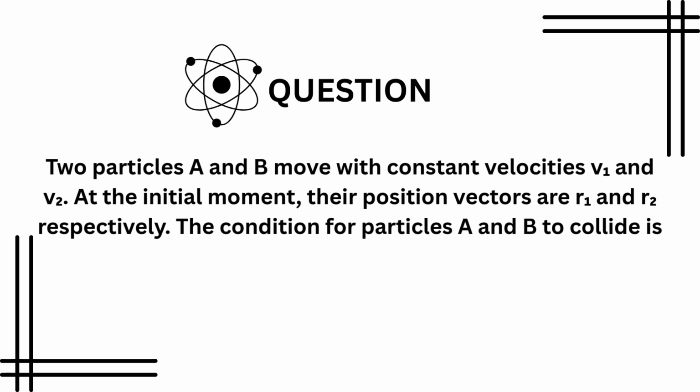So the question has been asked in AIPMT 2015. It says two particles A and B move with constant velocities v1 and v2. At the initial moment, their position vectors are r1 and r2 respectively. The condition for the particles A and B for their collision is.